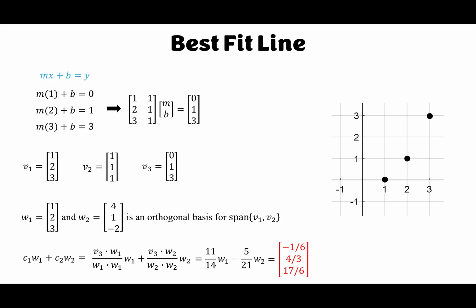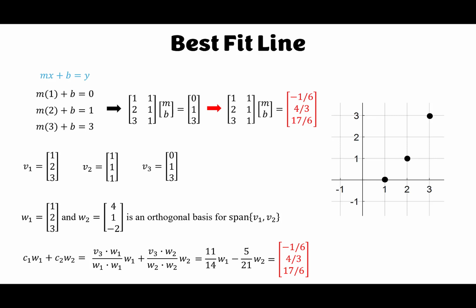Now the question is, what value of m and b would actually get us this vector that's closest to V3, right? So we have to solve this new equation. The matrix times m, b is equal to that vector that we just solved for, right? We know this definitely has a solution because that red vector is just a linear combination of W1 and W2. And any linear combination of W1 and W2 is in the span of V1 and V2, right? Because that was how the Gram-Schmidt process worked. It gives us an orthogonal set that spans the same space as our original set of vectors.